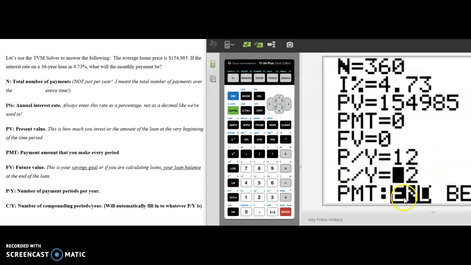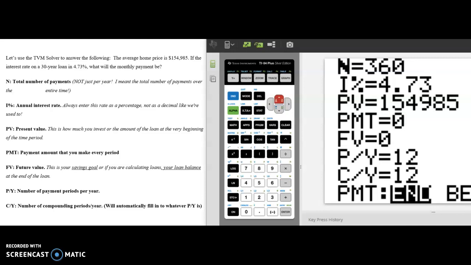The very last thing is payment timing. We want to know, is that payment at the end of the month or the beginning of the month? The default is the end of the month. In this class, we are not going to be focusing on that technicality too much. So we're going to leave it at the end of the month there. Okay. So we filled in everything that we knew, but the only thing that we didn't know was what that payment amount was, and that's the thing that we want.